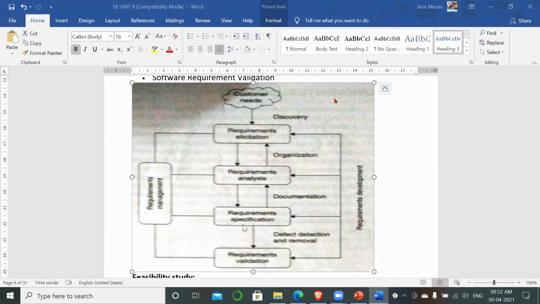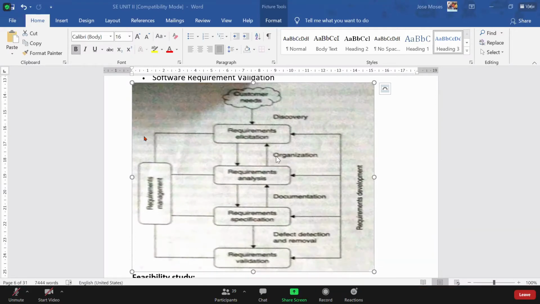In that, the subtopic SRS is very important, the software requirement specification, because it is the documentation part of this requirements engineering. The first concept we understood from the requirements part is customer needs. Your project depends upon the customer requirements. Once the customer requirements are known, you go ahead with elicitation. Once the elicitation process is completed, that is nothing but discovery. Once the elicitation process is done, you will go for the analysis part.